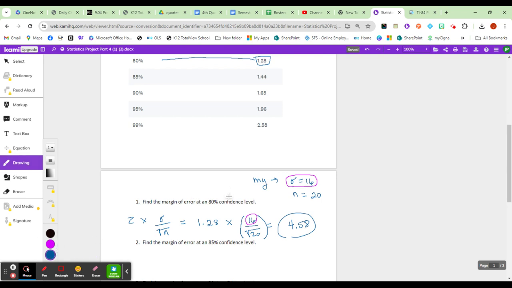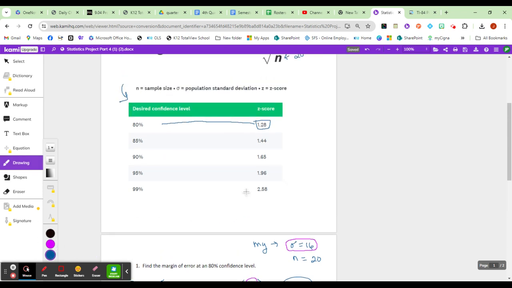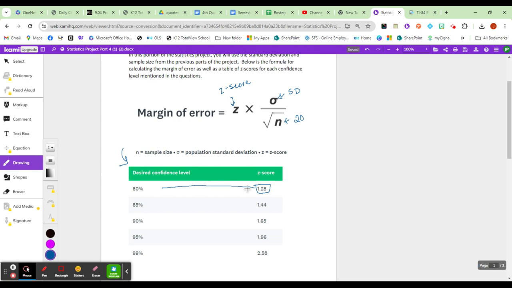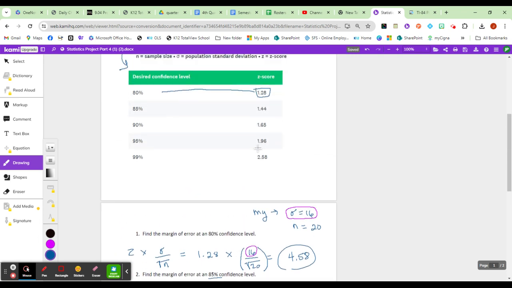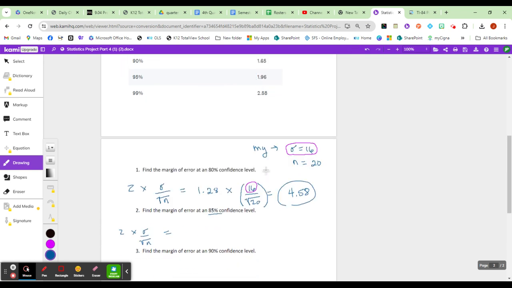All right, let's go ahead and look at number 2. Let's make sure they don't tell us any specifics on how to round. So just round to 2 places, that'll be fine, or 1. Number 2 says find the margin of error. So again, we're going to use the formula Z times standard deviation divided by the square root of N. This time our margin of error needs to be 85% confidence. So we'll go back up to our table. We'll look at 85% confidence. We'll go over. That's going to give us a z-score of 1.44.